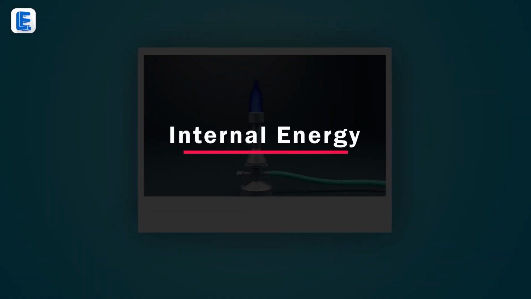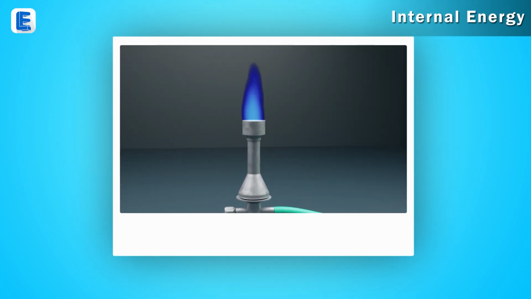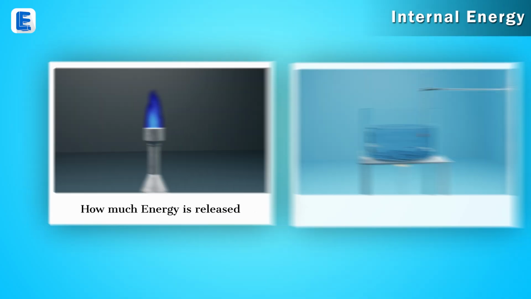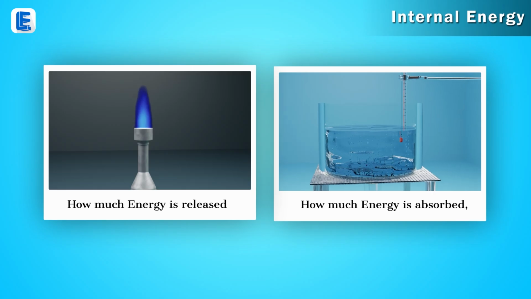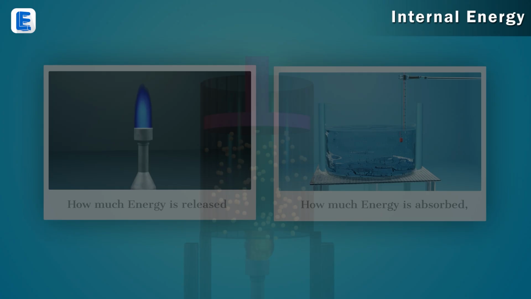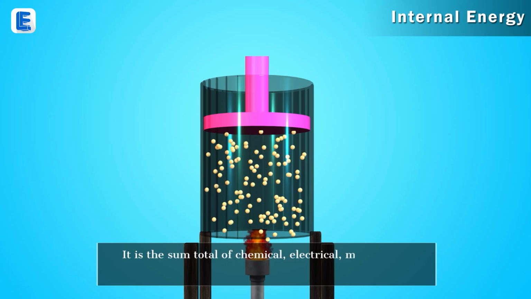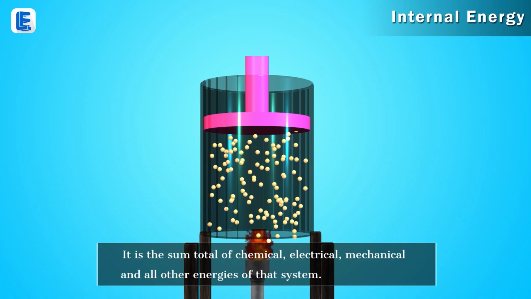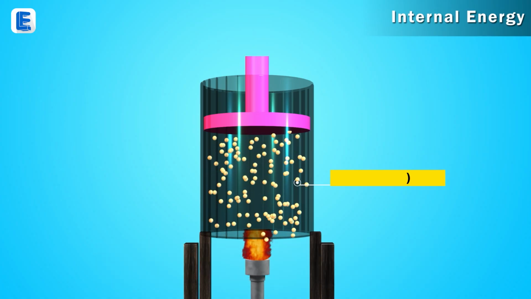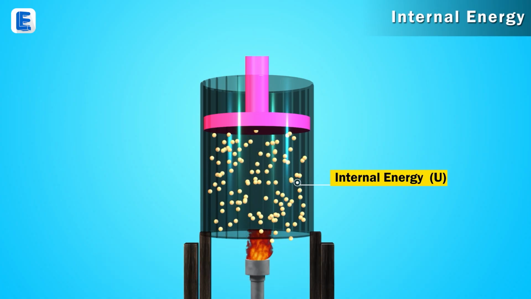Internal energy. When a change occurs in a chemical system, to know how much energy is released or absorbed, we need a quantity representing total energy of that system. It is the sum total of chemical, electrical, mechanical, and all other energies of that system. That quantity is called internal energy. It is represented by symbol U.